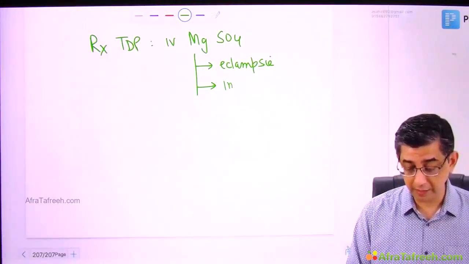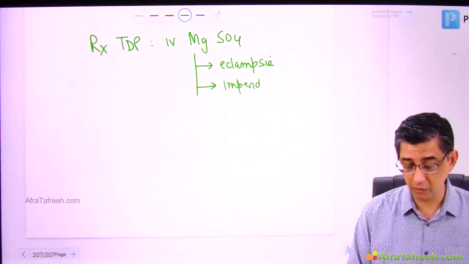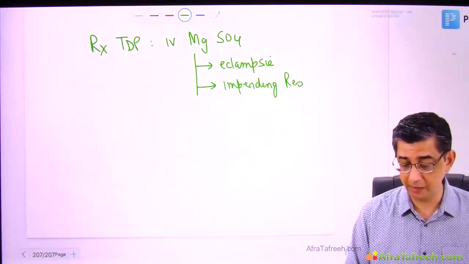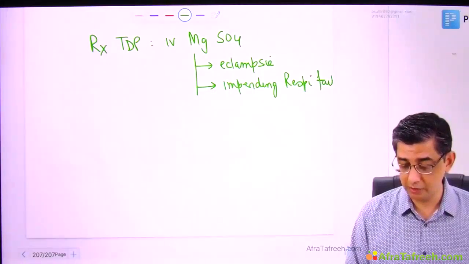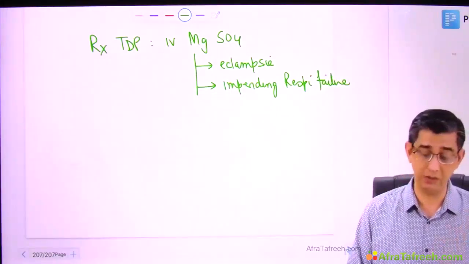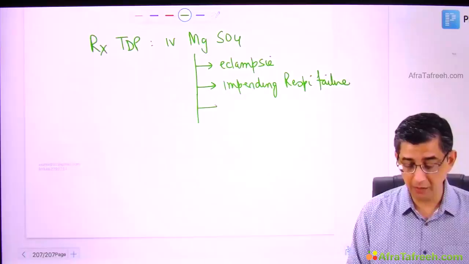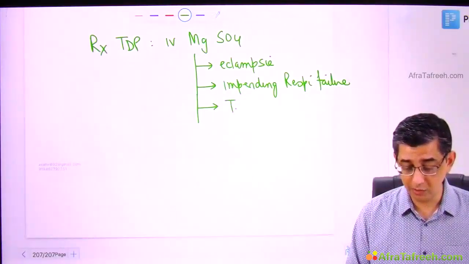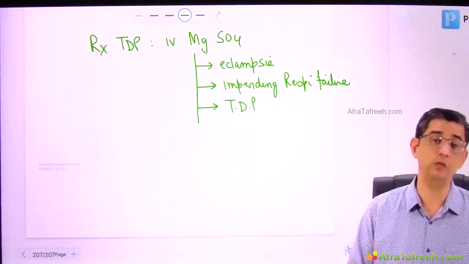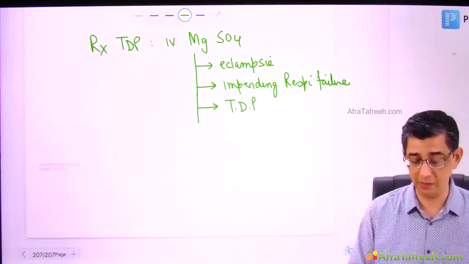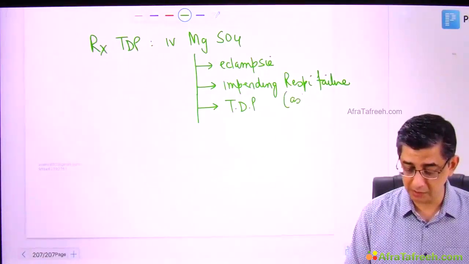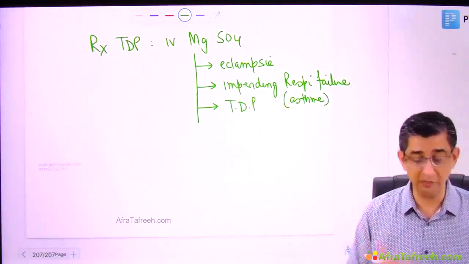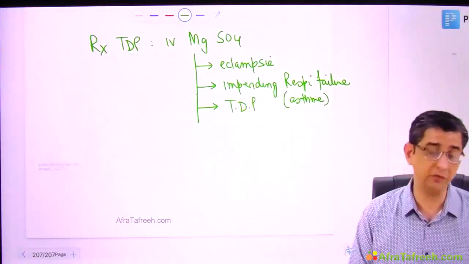Even in a person with asthma, you see, there can be acute asthma, severe acute asthma, that is status asthmaticus, and then even an impending respiratory failure. So when you listen to the asthma discussion in the pulmonology section, you will again hear me speaking regarding magnesium sulfate. So there are three important uses of magnesium sulfate that you are aware of at the moment. That is eclampsia, impending respiratory failure, that is in a person with severe acute asthma, which is deteriorating to the level that this person will require ventilatory support, and Torsades de Pointes obviously.